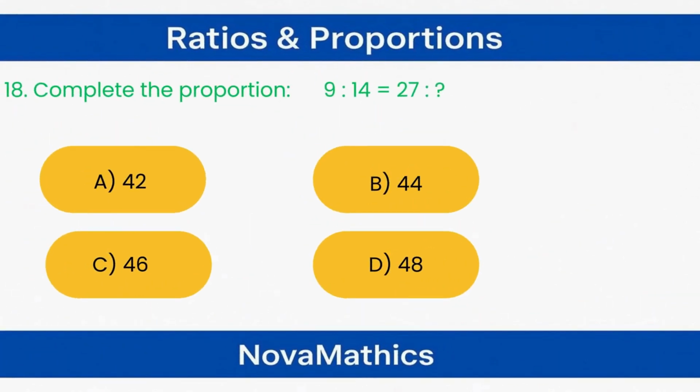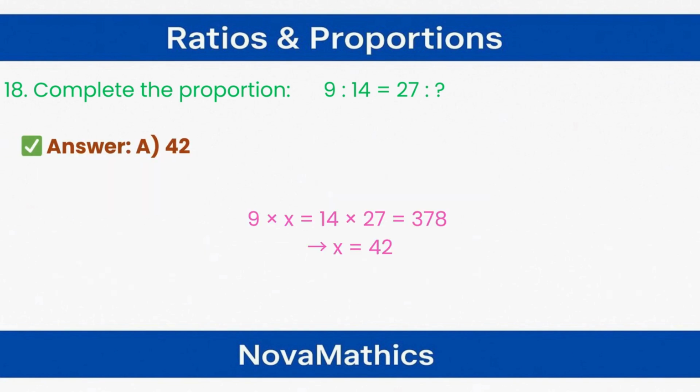18. Complete the proportion. 9 to 14 equals 27 to what? Correct answer is 42. 14 times 27 is 378. Divide by 9. X is 42.